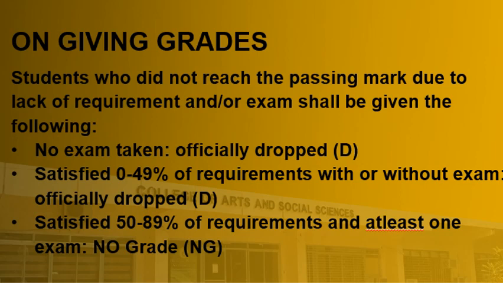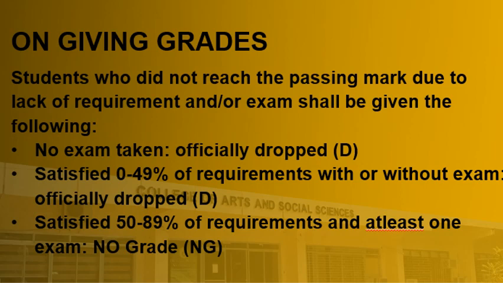No exam taken, officially dropped. So if you have 3 exams and you fail to take any of these exams, you get a remark of D or dropped, which is also equivalent to a grade of 5. And then, if you satisfy 0 to 49% of the requirements with or without exam, you are also given a grade of D or officially dropped.